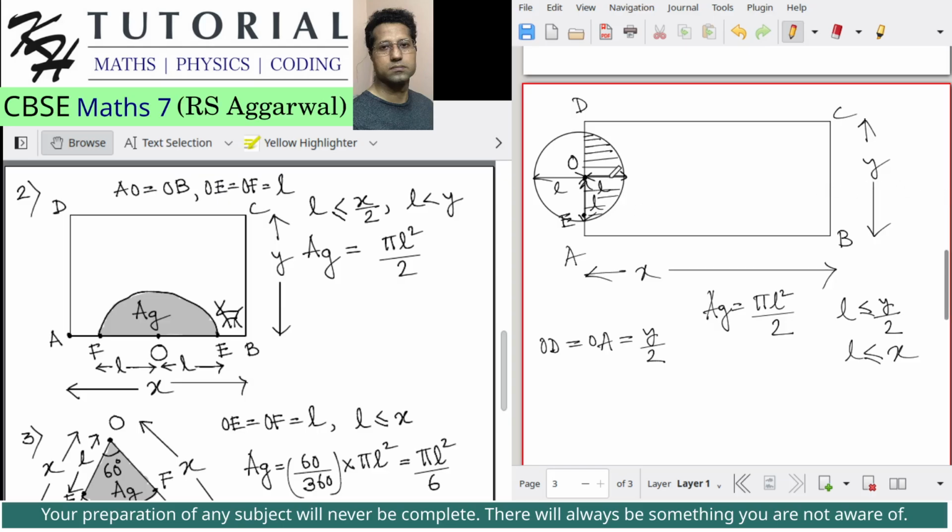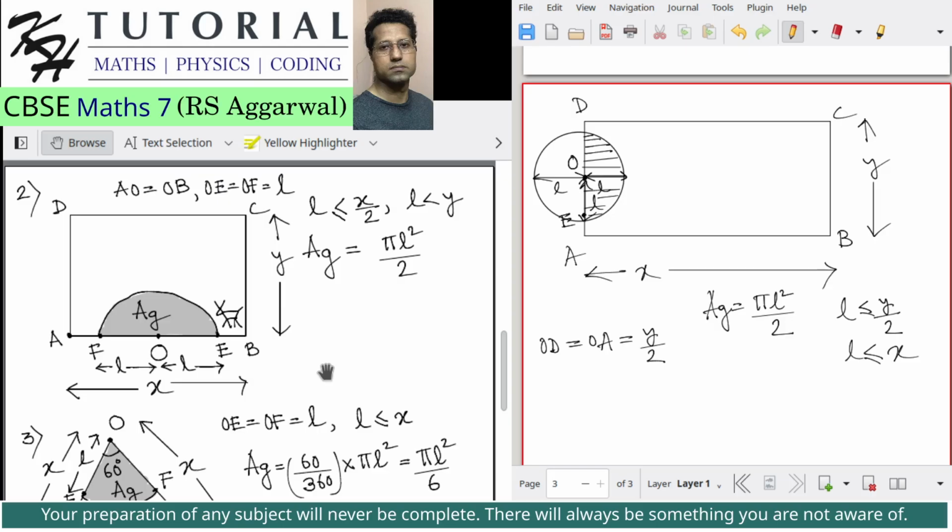Okay. Now the animal could have also been tied on the side BC. It will be the same result. Okay. So these were very special cases about finding the area of maximum grazing where the animal is tied at some point on the sides of a rectangular plot.